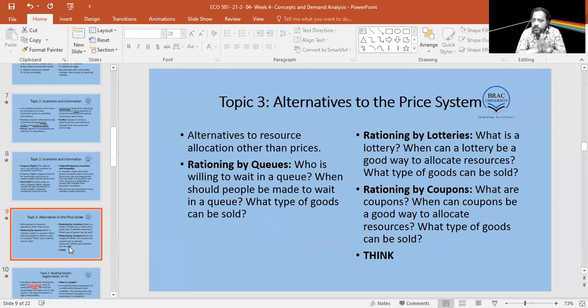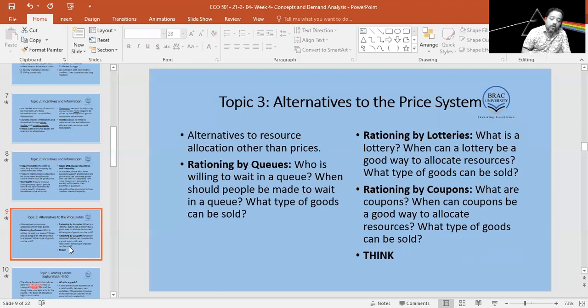We said that prices and profits are signals through which resources are allocated in the market setting. There are three other alternatives which we are going to discuss in detail in the discussion class. They are: how do we ration goods by queues? The emphasis is on rationing. That means there's a scarcity of that particular good. We are going to expect people to stand in a queue, that means in a line. Then our question is, when should people be made to wait in a queue? What type of goods can be sold or transacted in a queue?